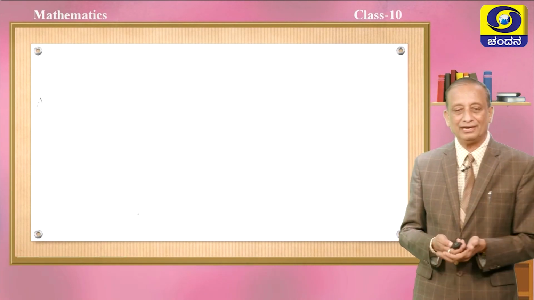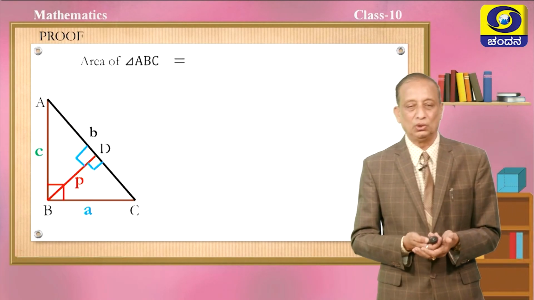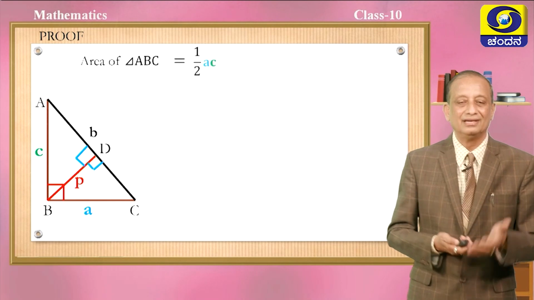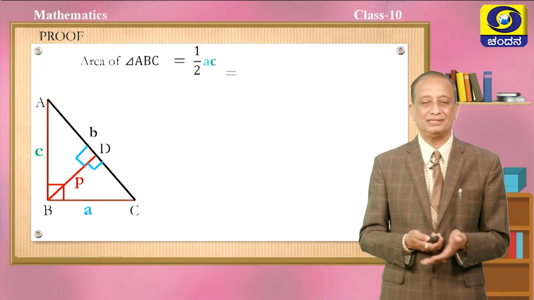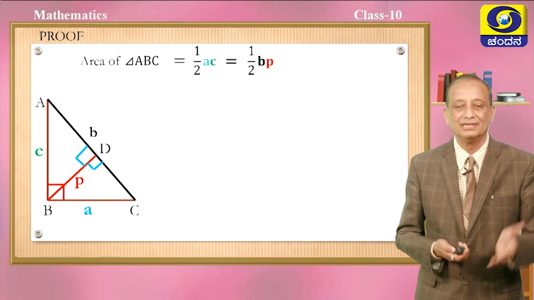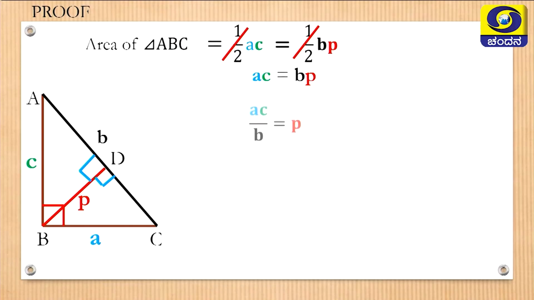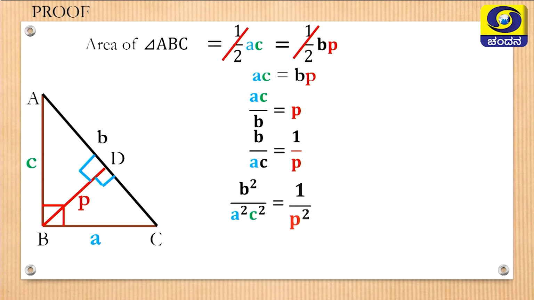The proof is very simple, children. Come on, with the help of area, we can show that area of triangle ABC is half into a into c, which is also equal to, if you make hypotenuse AC as the base, half b p. So cancel half on either side. ac is equal to bp. So we wanted 1 over p square. So first we will calculate p, and then 1 over p, and then 1 over p square.